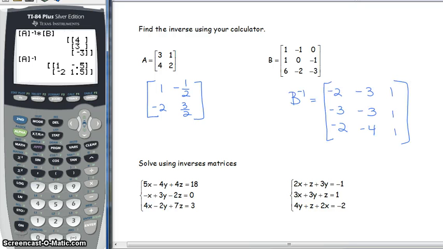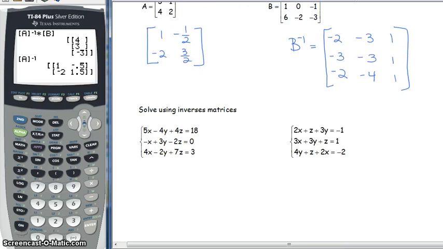Alright, for your B inverse, you should have found negative 2, negative 3, 1, negative 3, negative 3, 1, negative 2, negative 4, 1. If you did not get that as your B inverse, go back and make sure that you plugged your numbers in correctly. A lot of times you'll forget a negative with the number, or you hit a number twice. So just make sure that every single time you're entering those values in, that you're entering them in correctly.